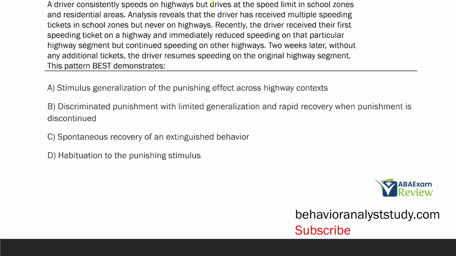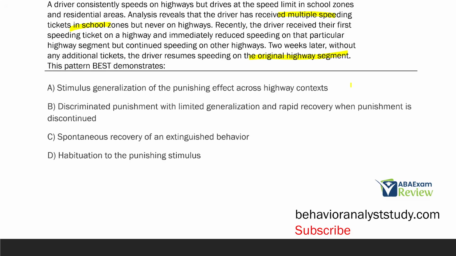We have a driver speeding on highways, but driving at the speed limit in school zones and residential areas. Okay. It shows that the driver has received multiple speeding tickets in school zones, likely punishing it, right? Because they don't speed there anymore, but never on highways. Okay, makes sense. Recently, the driver received their first speeding ticket on a highway. What happened? They reduced speeding. So clearly these tickets are functioning as punishment. Now, they're also speeding on other highways, and without any more tickets, they start speeding again on the original segment.